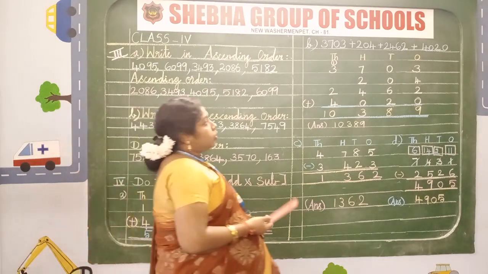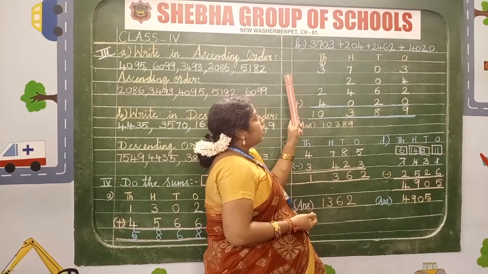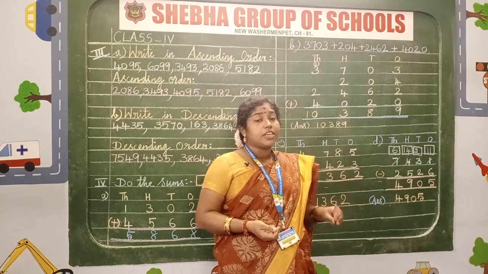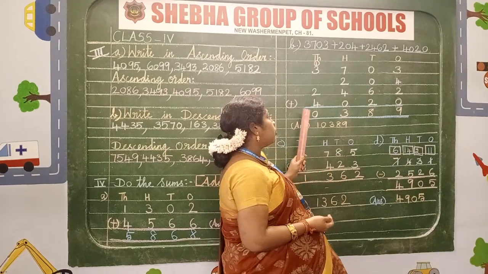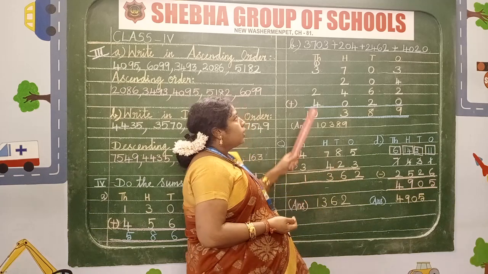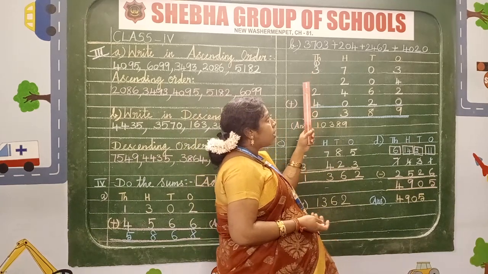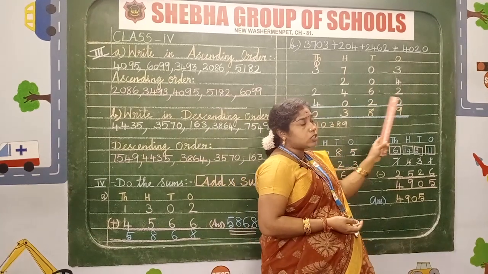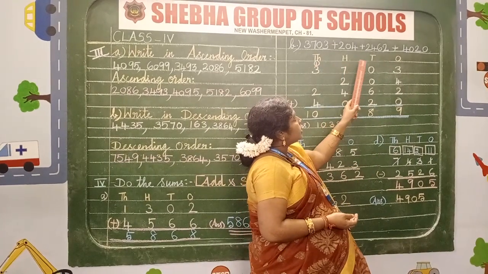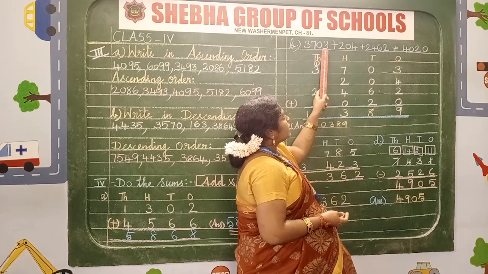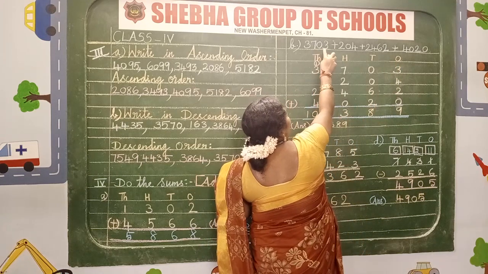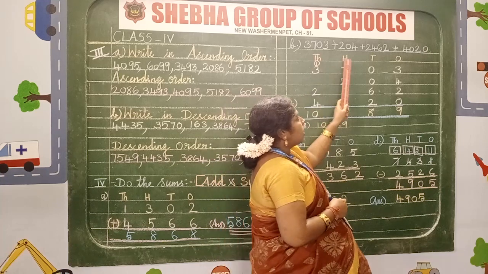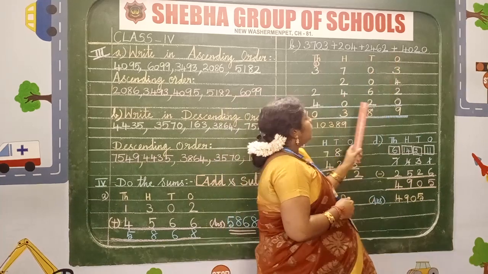Now we move on to the B sum, children. Here they have given you numbers. We are going to arrange them in a vertical order and then do the addition. Clear? So let me help you to arrange the numbers in a vertical order. First we have to write the place values. Thousands, hundreds, tens, ones. Here say 3703. So we are going to arrange it 3703.